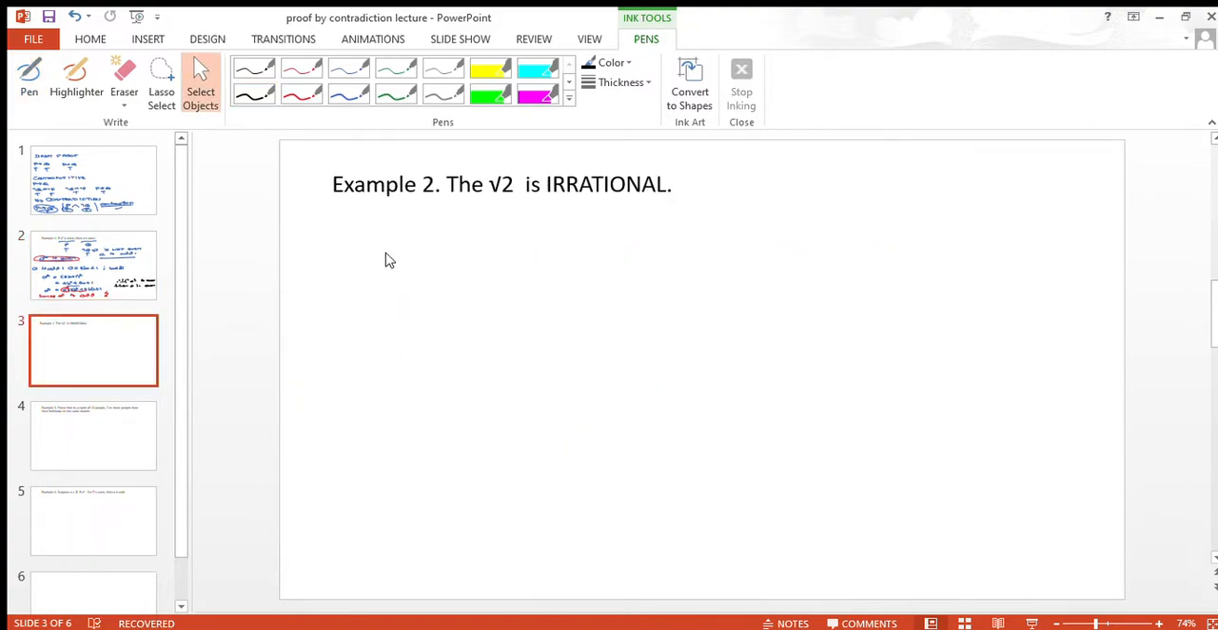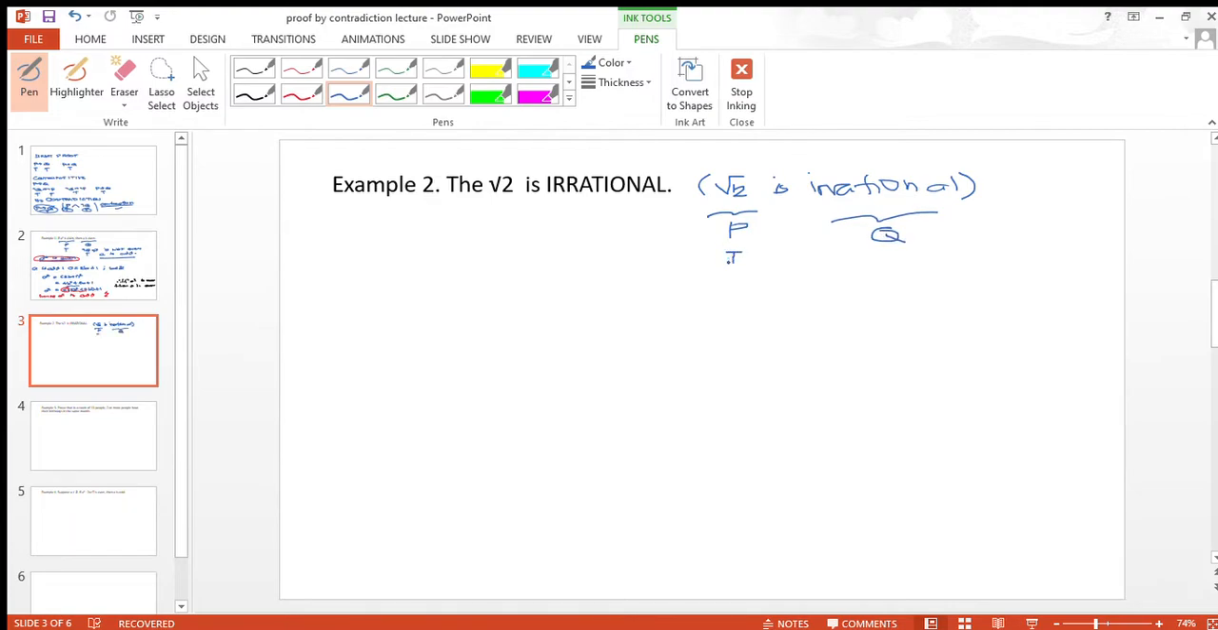Let's have a second example. Second example here is the square root of 2 is irrational. Okay, so we can restate this: if we are given the square root of 2, then it is irrational. So square root of 2 will be our P, and it being irrational is our Q.